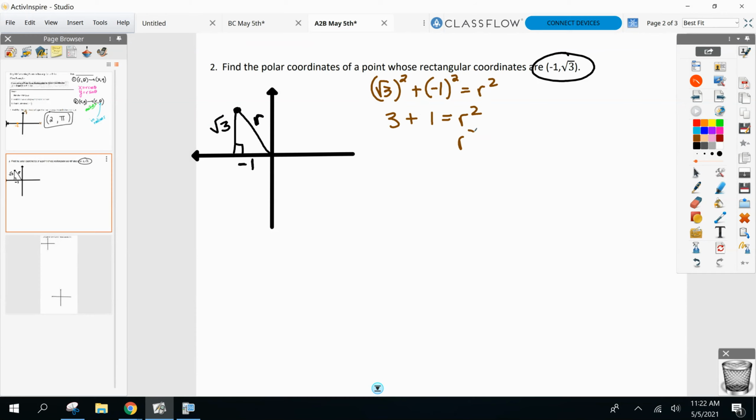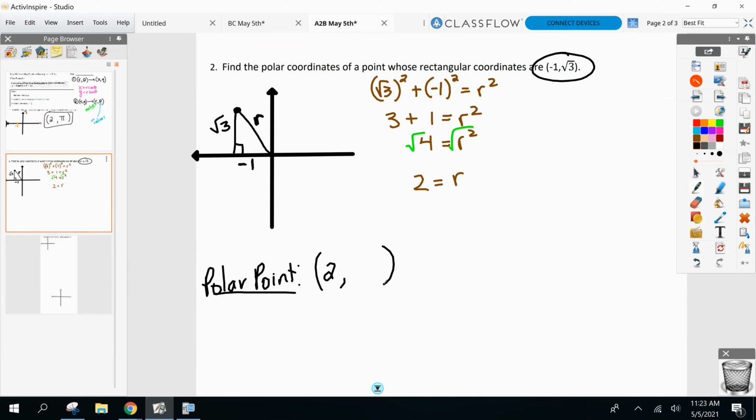R squared equals 4. What are you going to do on both sides to find the R value, Mason? Take the radical of 4. You got it. Take the square root of both sides. So what's my R value in this problem? 2. Good job. R value is 2. I always find R by doing Pythag. So we got half of the polar point done. I know the polar point's going to be 2, comma.